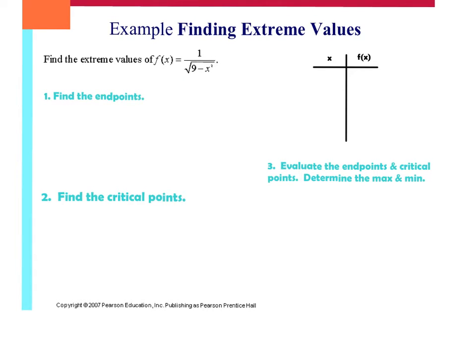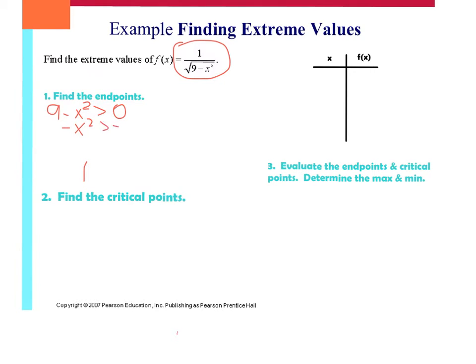So now we're going to do an example together where we actually find the extreme values using the candidates test. So the first thing I have to do is examine the domain and look for any endpoints. So I can see here in my function, it's a rational function, so we don't want the denominator to be 0. Now there's also a radical in the denominator, which cannot be negative. So we know that the quantity 9 minus x squared must be greater than 0. So we're going to solve to see what those values look like.